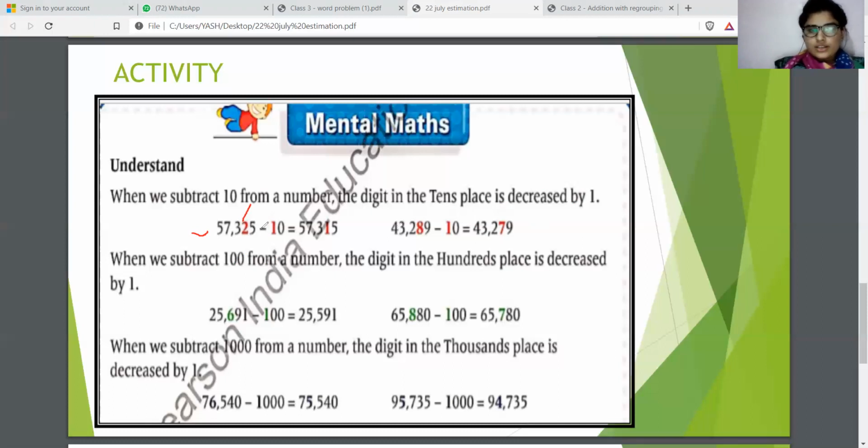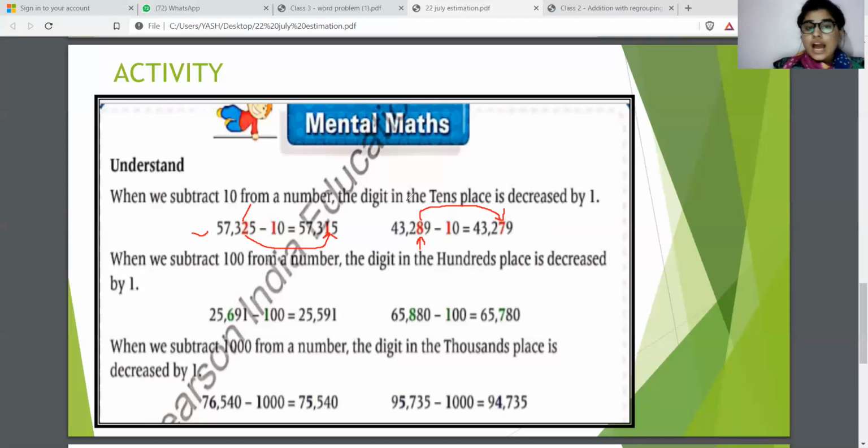So the answer will be what? 1. So you have to write the number as it is, but instead of 2 you will write only 1. And the other digits will be the same. Now let's take an example of another number, 43,289. Here I'm subtracting 10 from 43,289. I'll just subtract 1 from the tens place. At the tens place I have 8, so I'll subtract 1 from 8 and get 7. So I'll write 7 here and the rest of the digits will be the same.